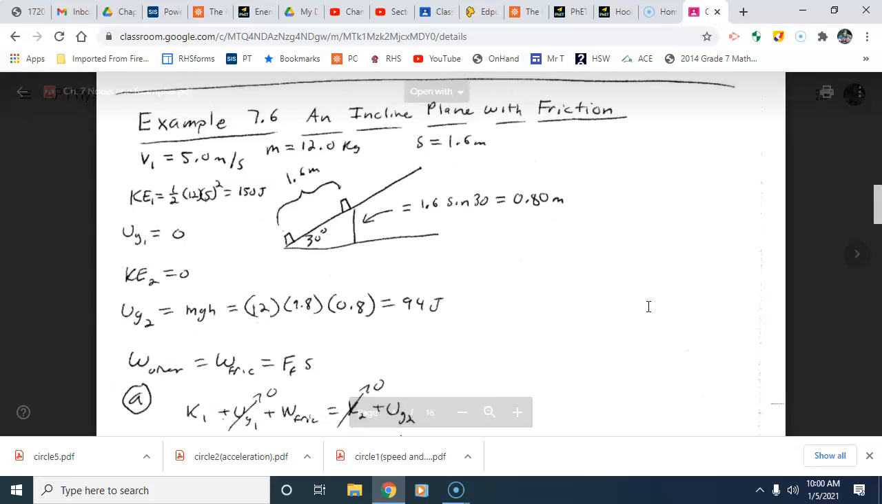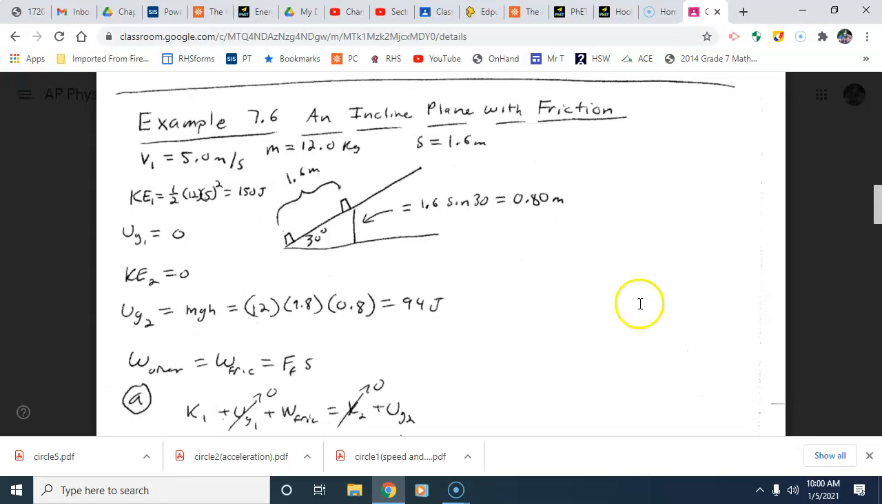One more example, I think, with a couple parts, and then I assigned the problems yesterday. Like always, they're not due until the end of the chapter, which will be sometime later next week. So we'll finish out this section and this example, and tomorrow I'll post the video for all you guys of the next one. All right, 7.6, an inclined plane with friction.